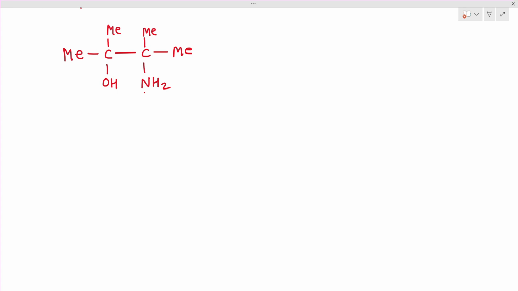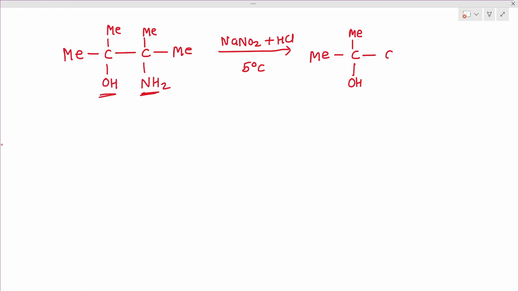You can see this is NH2 group that is present adjacent to this OH group. Okay, and now it is treated with NaNO2 plus HCl at 5 degrees centigrade. Now what will happen? Diazotization will happen. Okay, so this NH2 will get removed in the form of N2 and we are getting here a positive charge. I am writing here minus N2.